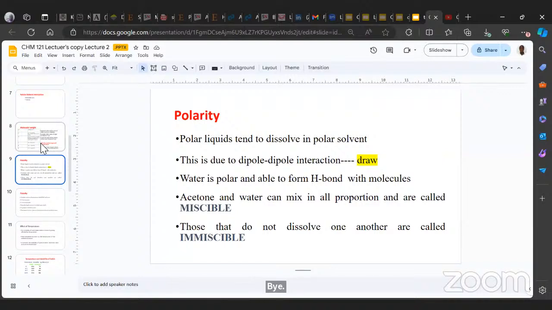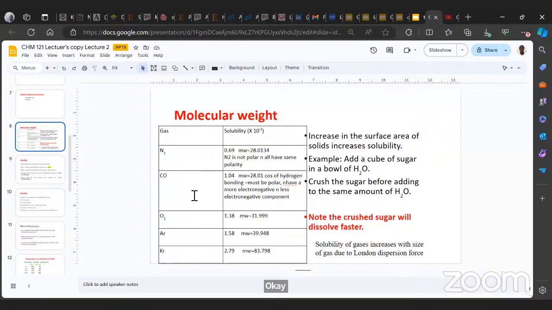Let's look at polarity. You see the effect of polarity more obviously here as we deal with liquids. The effect of polarity was not so obvious in these gaseous substances, but in some instances you might see it having an effect.